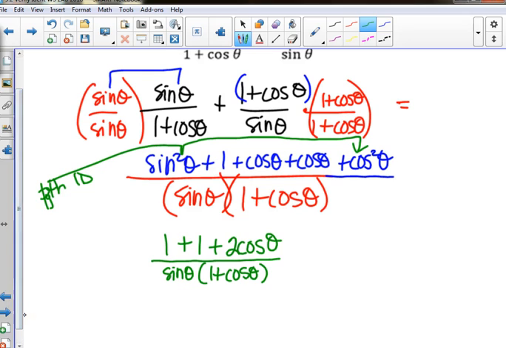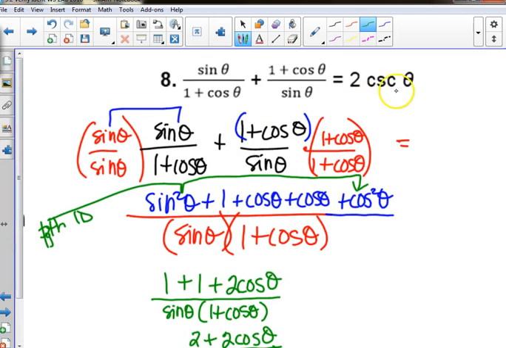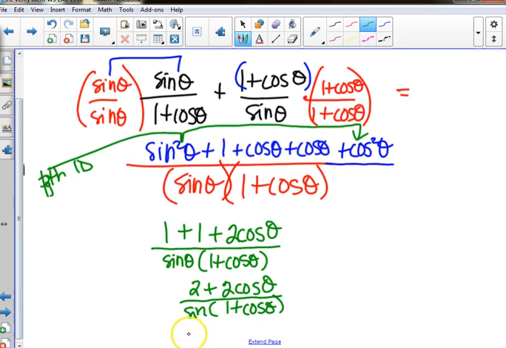Ideas? Somebody's got this. If I simplify the top, I get 2 plus 2 cosine theta all over sine times 1 plus cosine theta. Now, if I look where I'm going, I'm supposed to have 2 cosecant. So the 2 is a good thing. What's cosecant? 1 over sine. So it seems like this 1 plus cosine needs to go bye-bye. How can I make it go bye-bye?